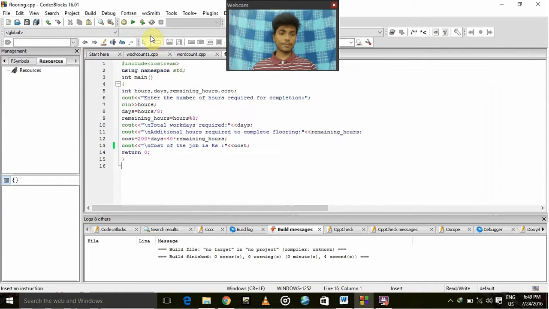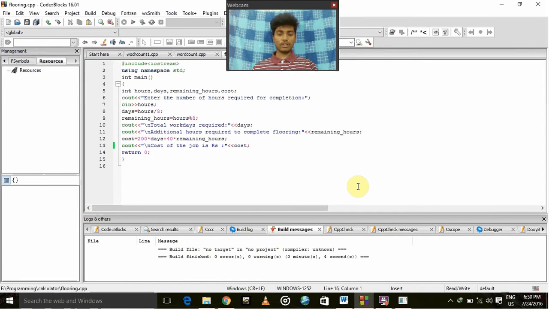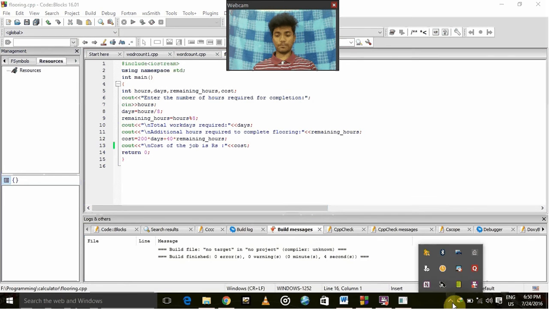I'll show you another example where the number of hours is completely divisible by 8. So let me put 48. So here the total number of work days required is 6, and now the additional hours required to complete flooring is nil, since it's completely divisible by 8, so it does not need any additional hours. The cost of the job here is rupees 1200, and with this I would conclude the third program of experiment 1. Thank you for watching.